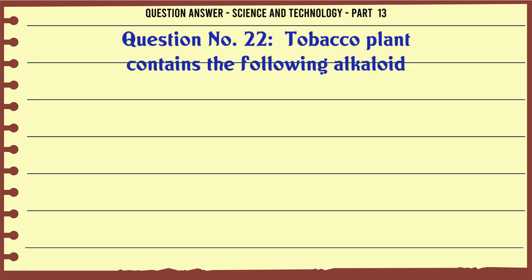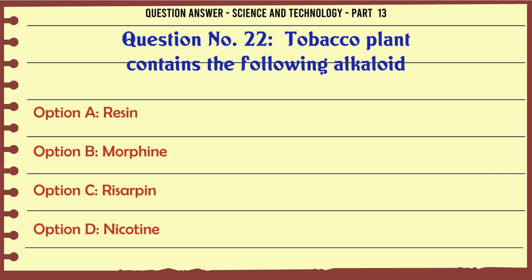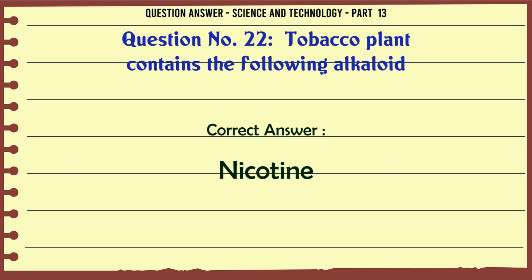Tobacco plant contains the following alkaloid. A. Resin. B. Morphine. C. Rhizapine. D. Nicotine. The correct answer is nicotine.